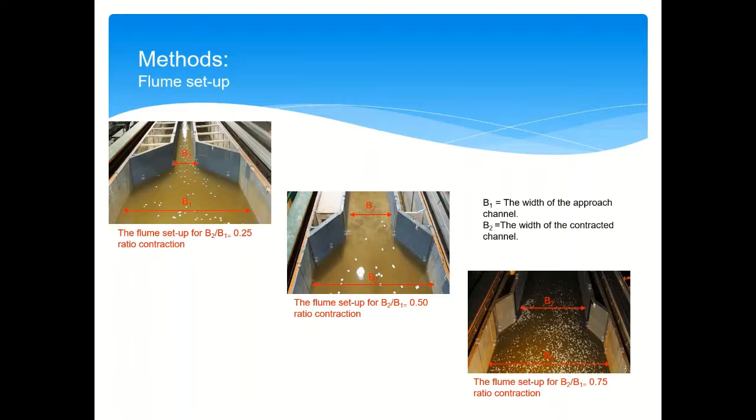Here, you can see the three different contraction ratios that were used for this study. B1 is the width of the approach channel, and B2 is the width of the contracted channel. In this picture is the narrowest one, this is the intermediate, and this one is the widest. All the pictures are for the erodible bed conditions.